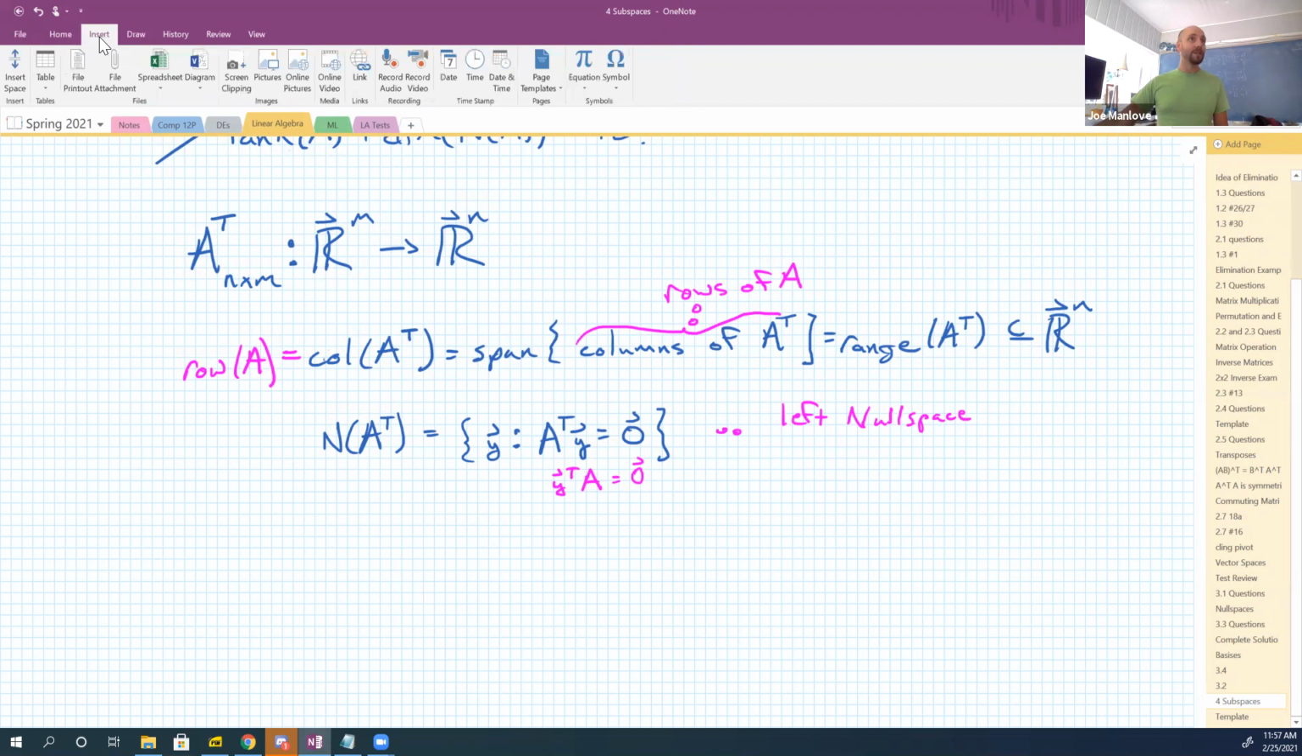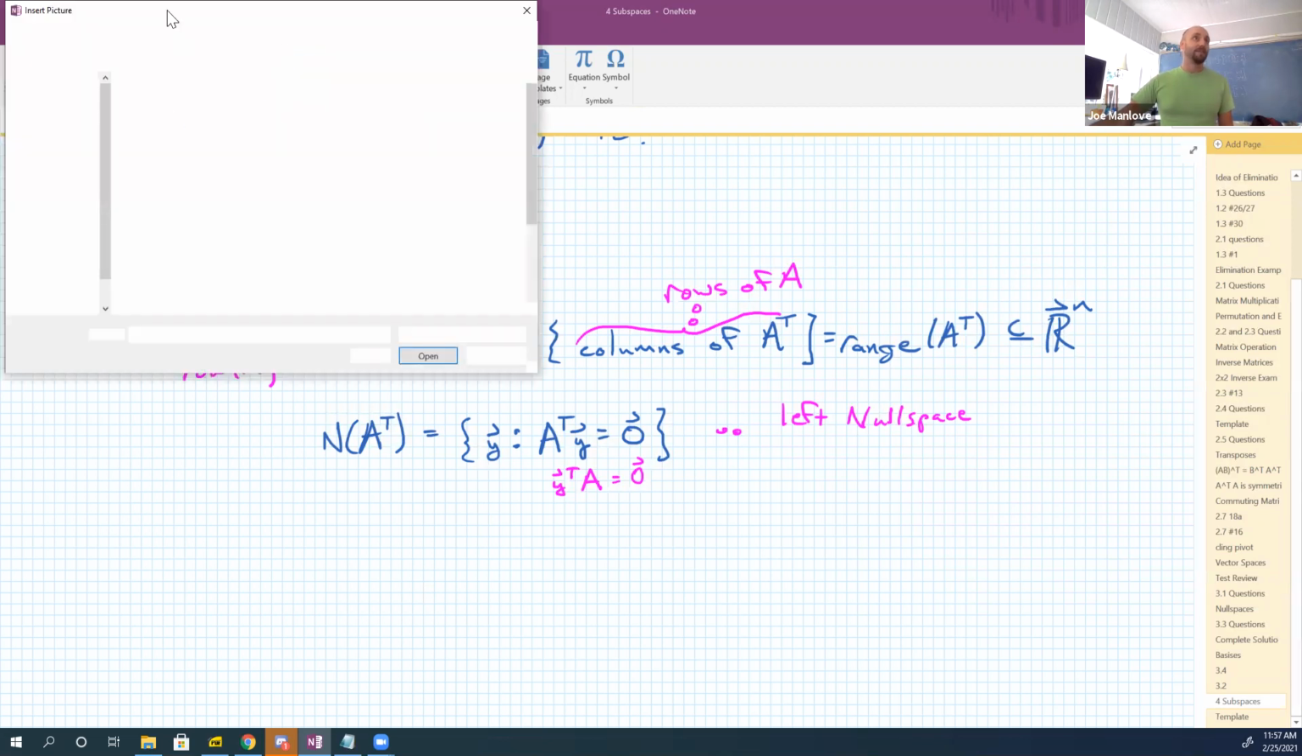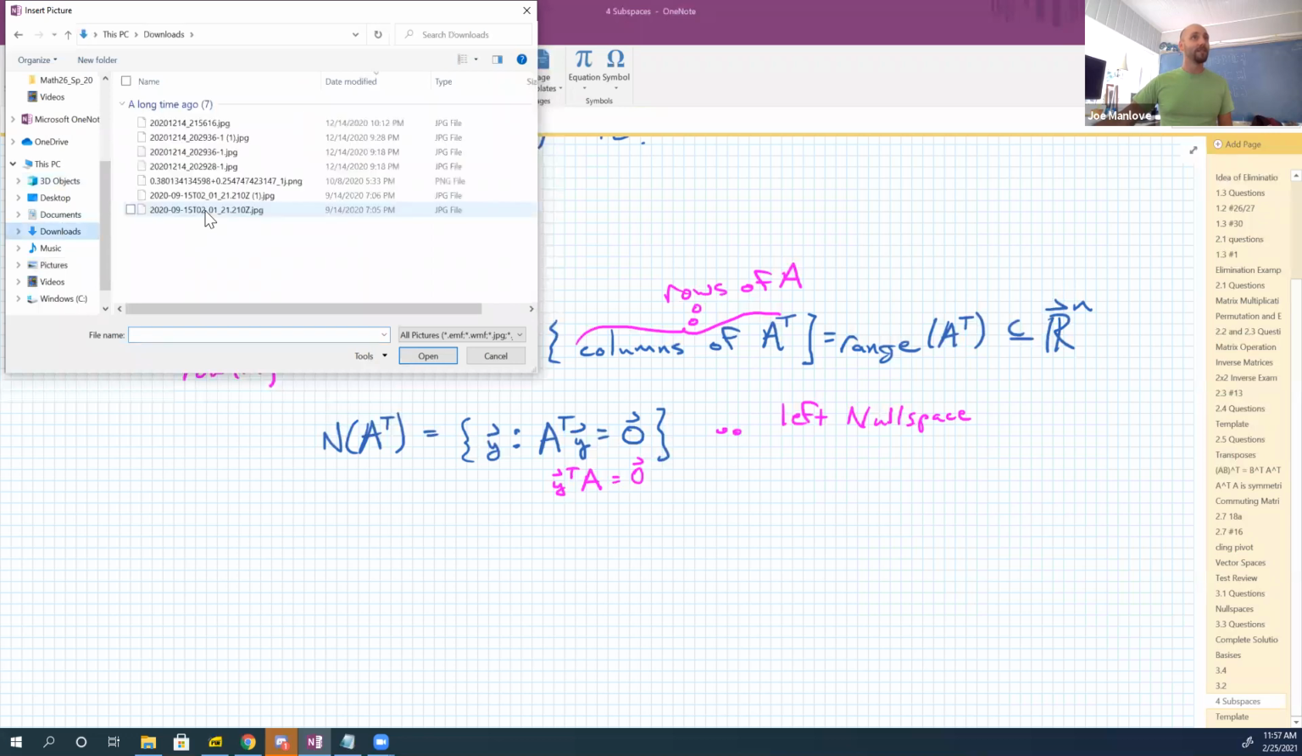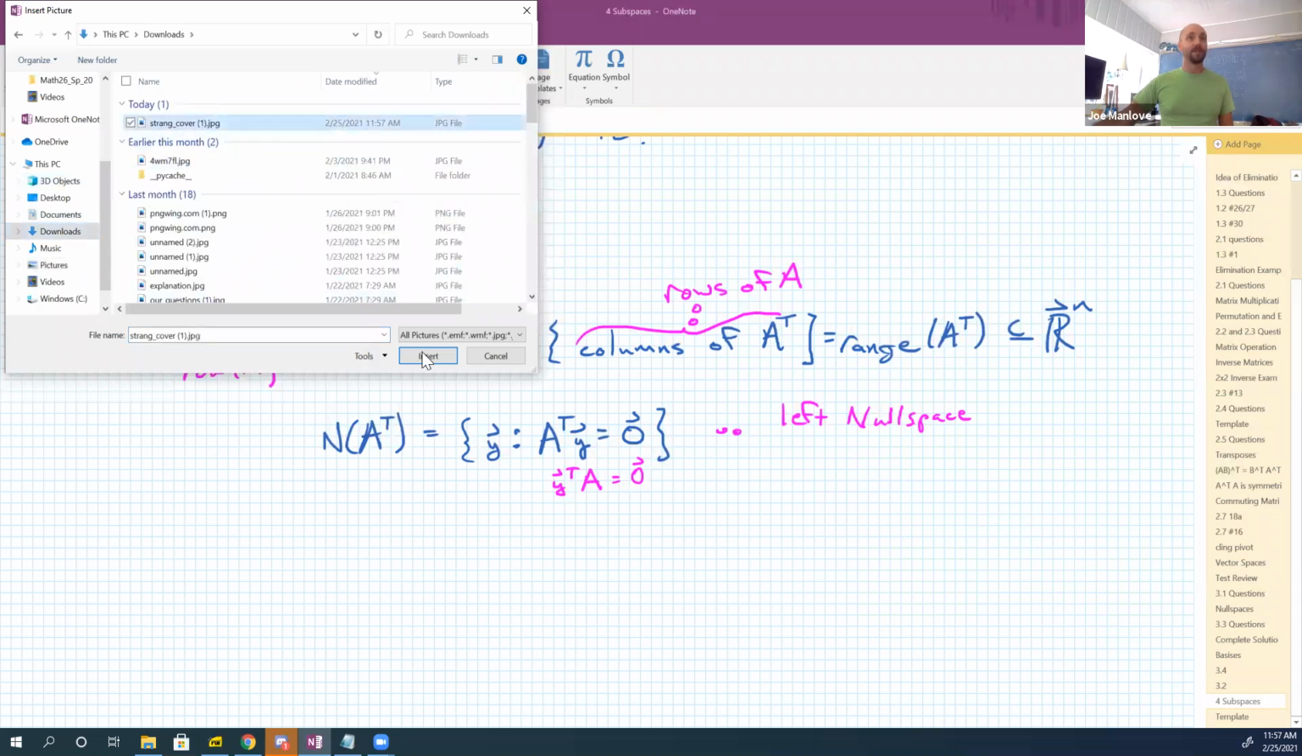How do we insert things? I should have just had this on a clipboard, but I was too stupid to have done it. Where did that go now? Downloads. Strand cover. Insert.